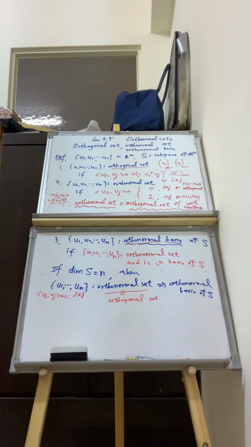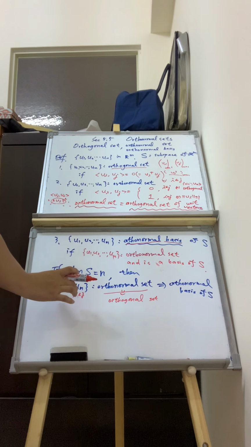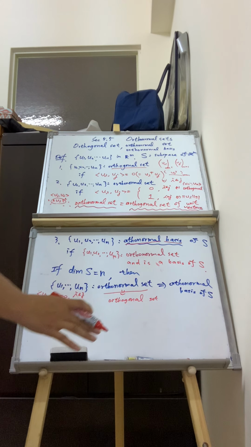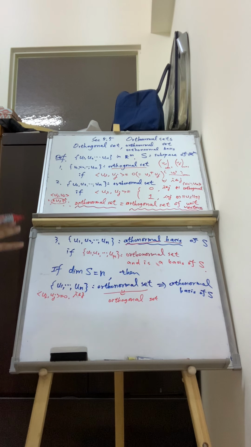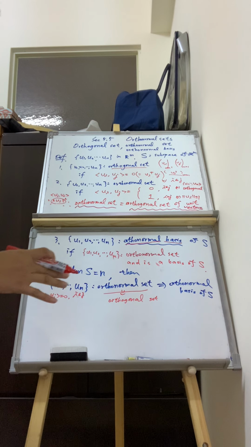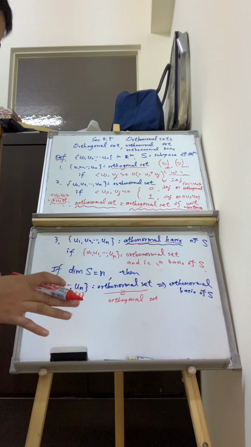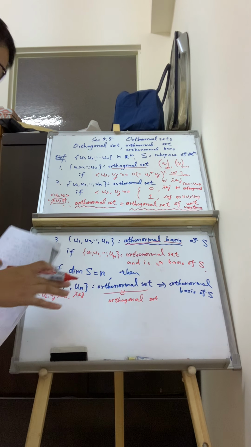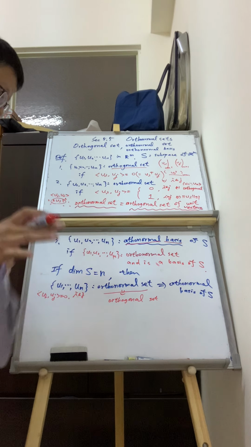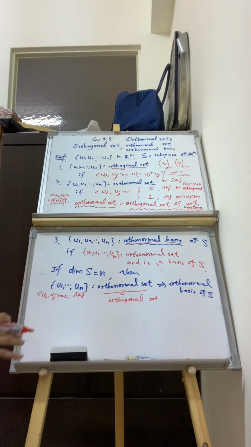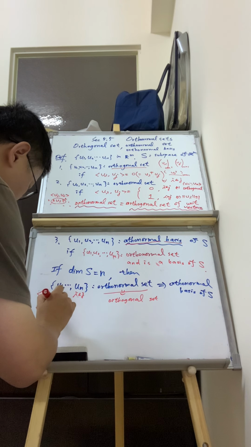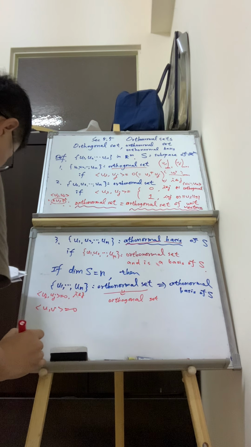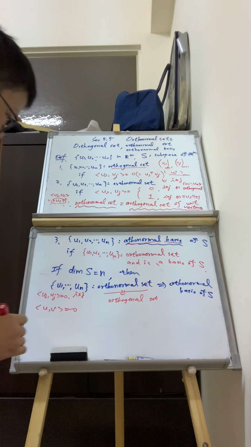But our previous result, the result in section 5.1, says that if we have a set and all of them are orthogonal, then they must be linearly independent. If they are orthogonal, then it must be linearly independent. Let me give you a quick example to show that. Here we have two vectors, they are orthogonal, right? Then how do we see that they are linearly independent?